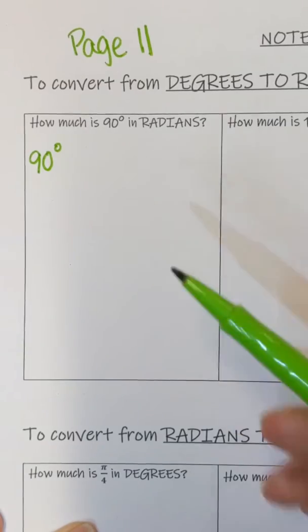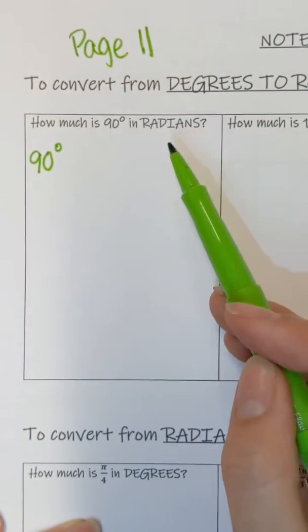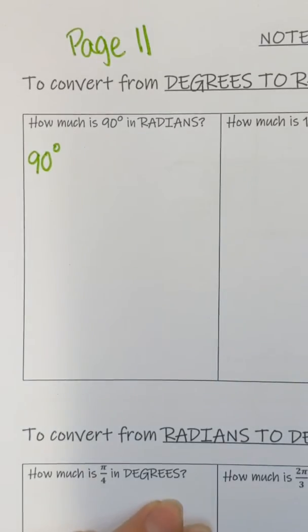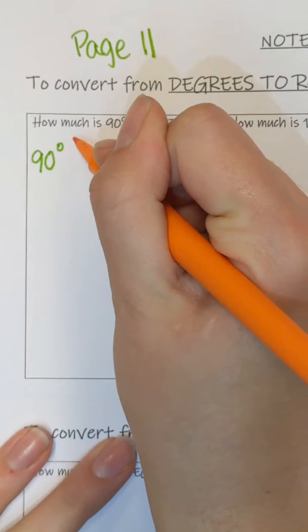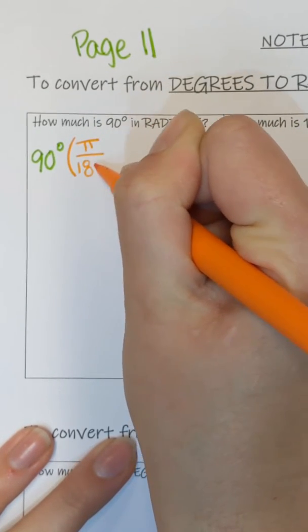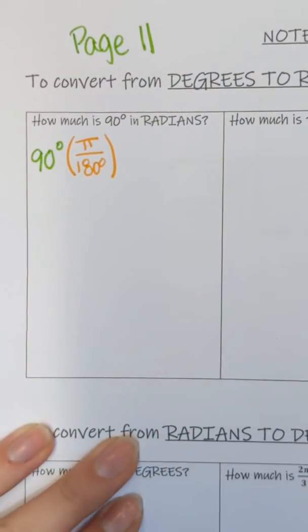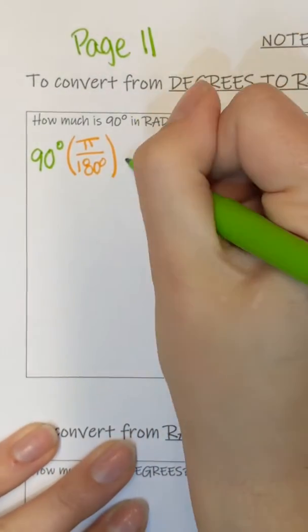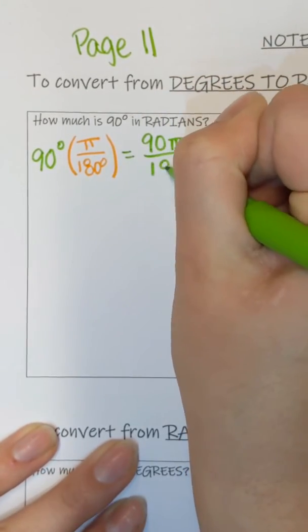All right, you guys, so we're going to look at this first example. In this example, we're going to try to switch 90 degrees into radians using this conversion tool. So first thing we're going to do is we're going to multiply by pi over 180 degrees. And then we can go ahead and write that as one fraction. So on top we have a 90 and a pi, and on the bottom we just have 180.